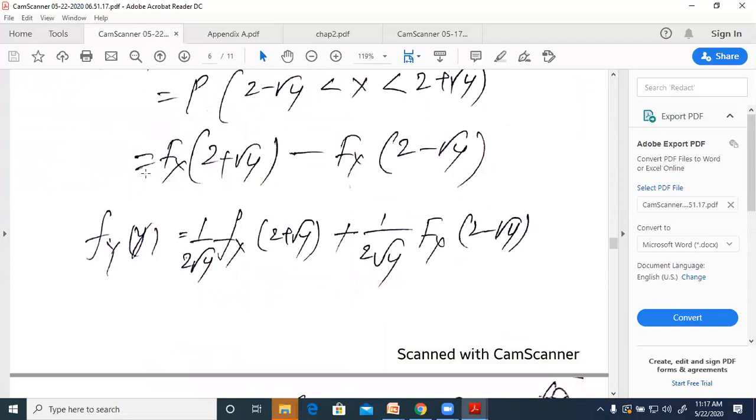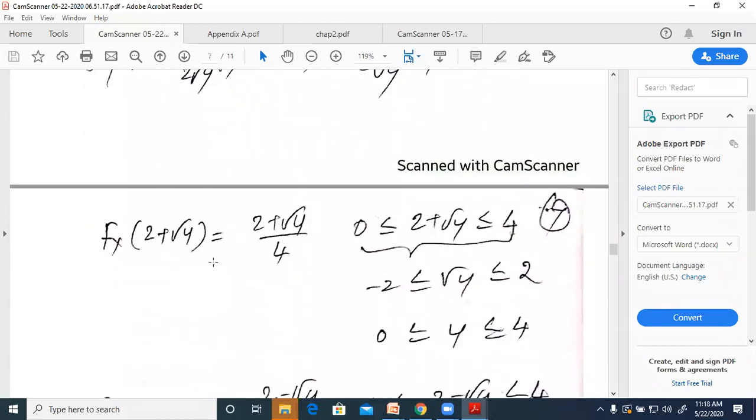the property of the differentiation there, f_Y is equal to f_X(2 plus root of y) times the internal derivative of this quantity, 2 plus root of y, that will be 1 by 2 root y. Similarly, f_X(2 minus root of y). There's a mistake here, this should be small f_X of 2 minus root of y. Internal derivative of that will be minus 1 by 2 root of y. So minus minus will cancel, and that will become plus over here. So we will get that value.